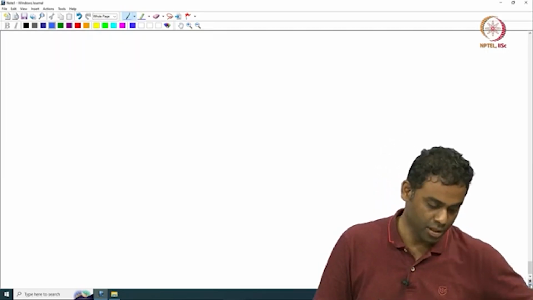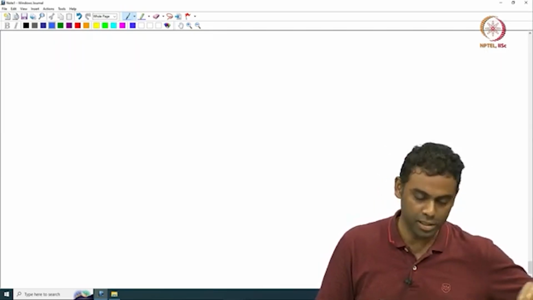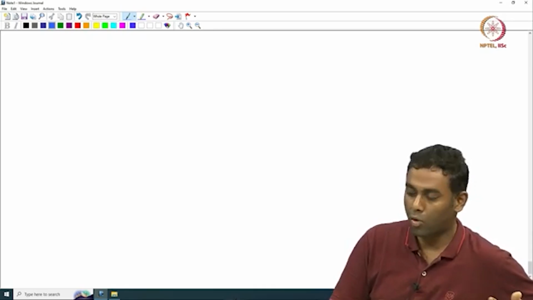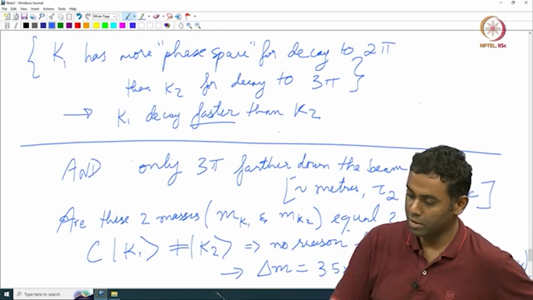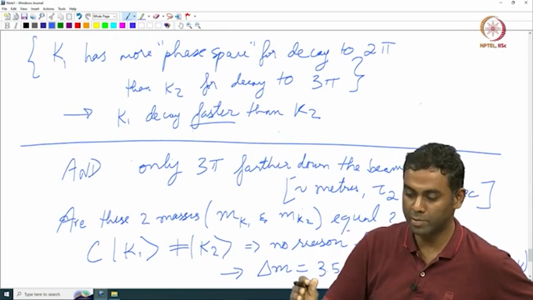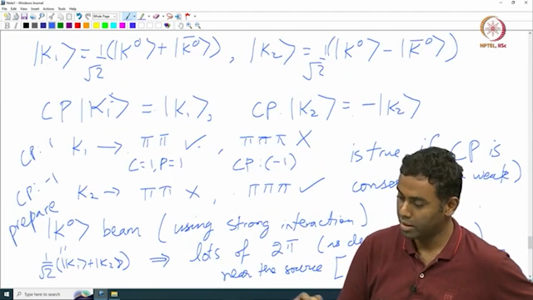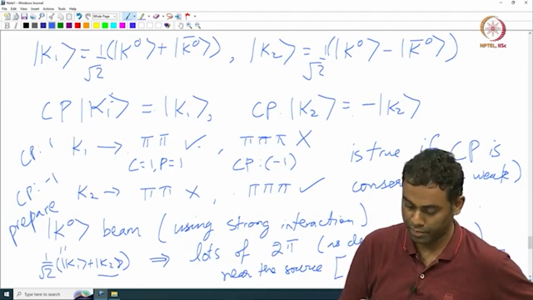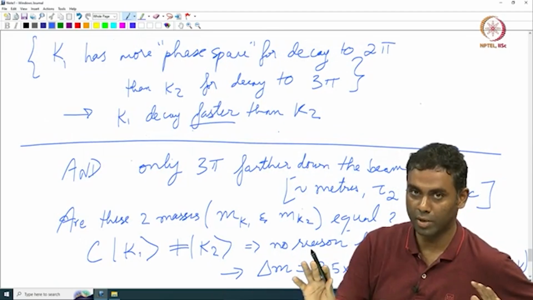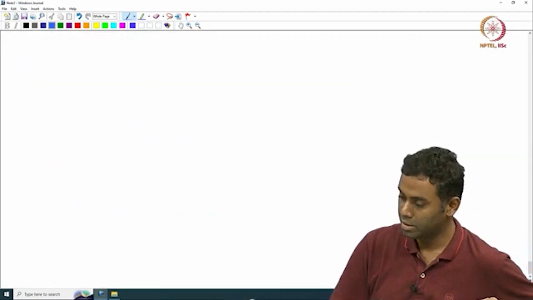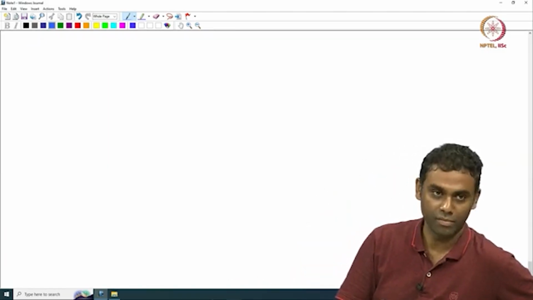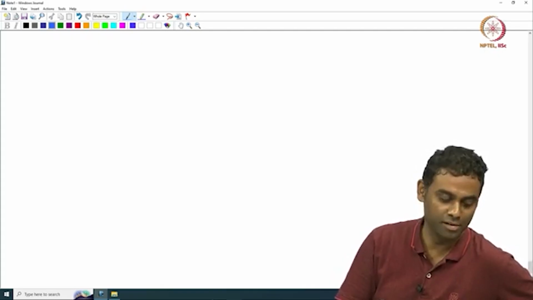Very good. So with that in mind, let's go back to the 2 pions and the 3 pions, right? So we saw that if CP is conserved, you will get lots of 2 pions near the K0 that you prepared, and only 3 pions far away from the beam, because all the 2 pions have decayed away. So only the K2 part is left, and the K2 will decay to 3 pions, correct? But that is not what was observed, okay? That is really the shock here.